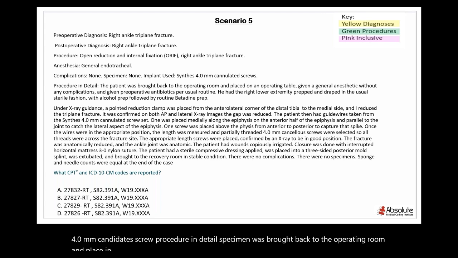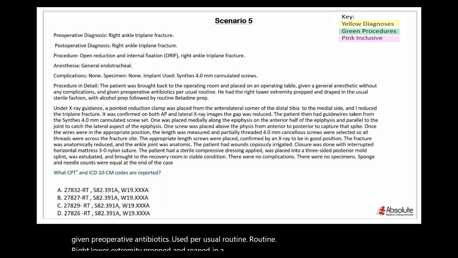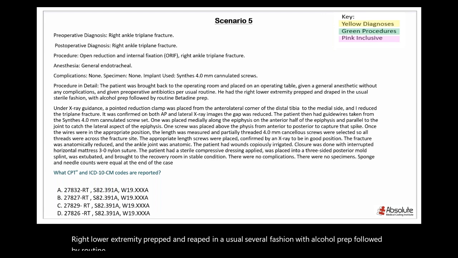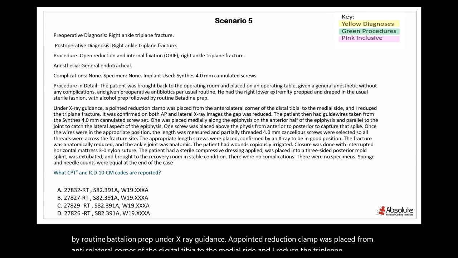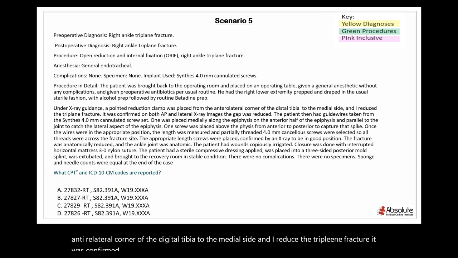and placed on an operating table, given general anesthesia without any complication, and given preoperative antibiotics per usual routine. He had the right lower extremity prepped and draped in the usual sterile fashion, with alcohol prep followed by routine Betadine prep. Under X-ray guidance, a pointed reduction clamp was placed from the anterolateral corner of the distal tibia to the medial side, and I reduced the triplane fracture. It was confirmed on both AP and lateral X-ray images.